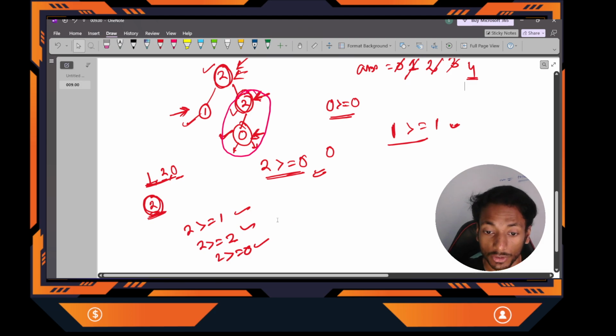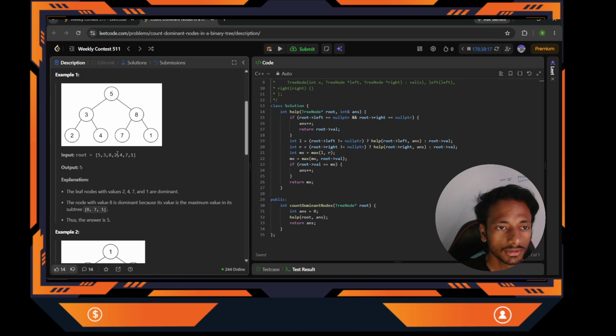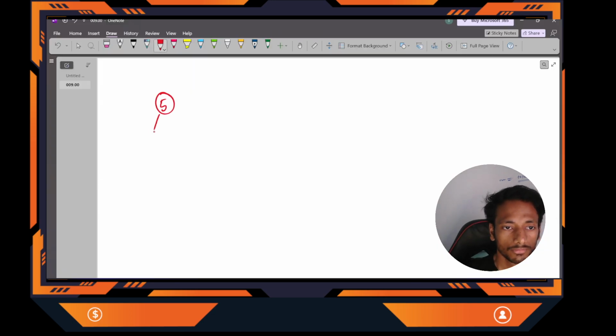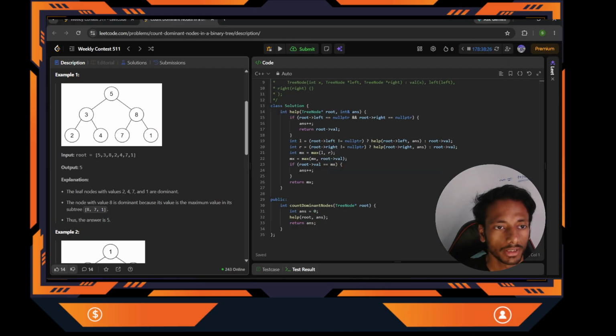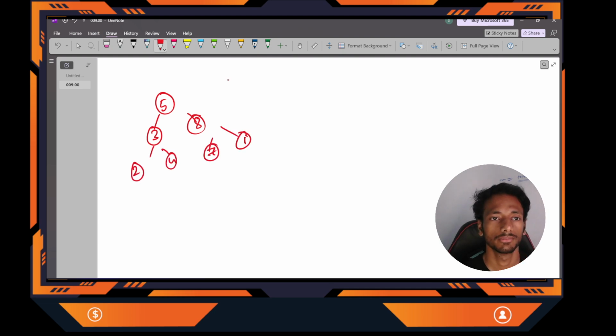Now let's take example 1 from the problem. So this is the tree 5, 3, 8, 2, 4, 7, 1. Now I want to know whether this node is a dominant node or not. There is no child for this node, so this will always be true.